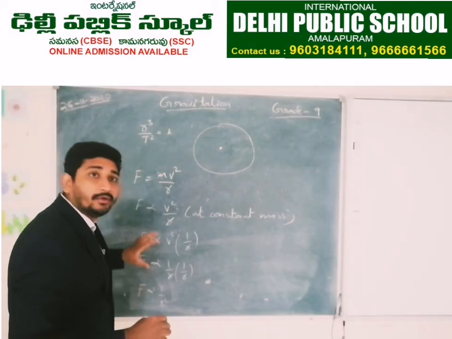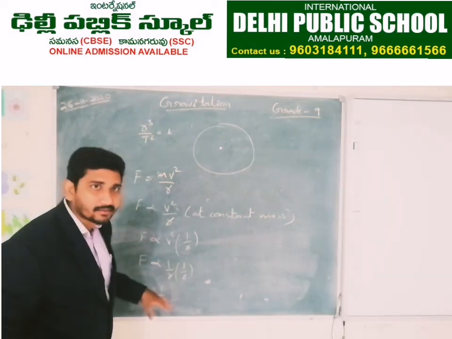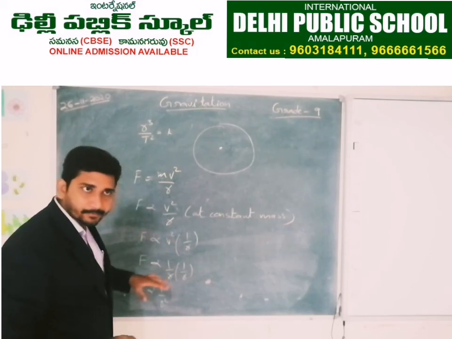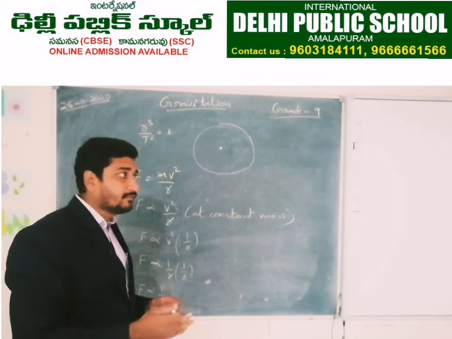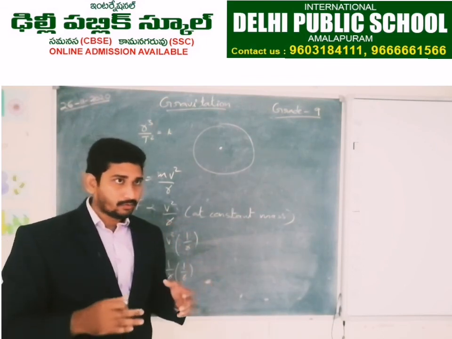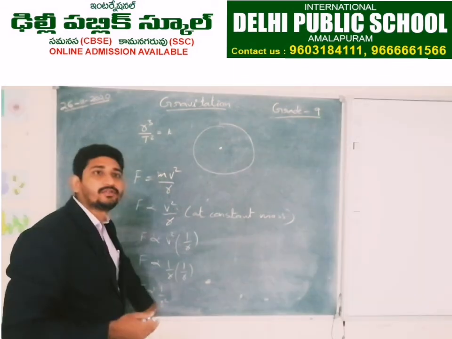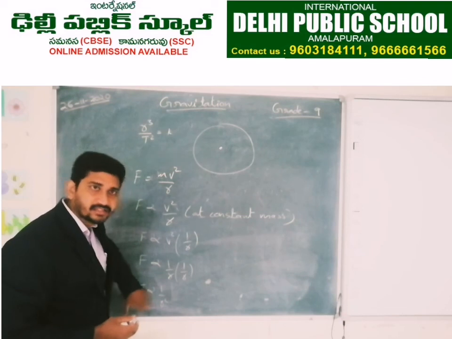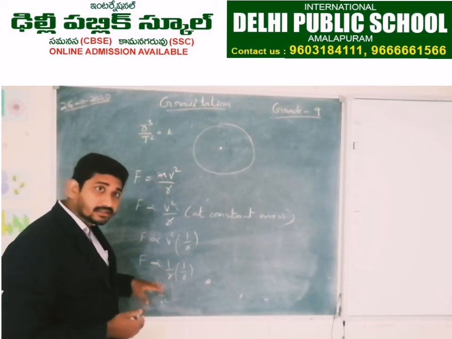This is how Newton got F ∝ 1/r², or F inversely proportional to the square of the distance between them. What is the universal law of gravitation? F is directly proportional to the masses, and F is inversely proportional to the square of the distance between the two bodies or objects or persons. This is how Newton got this equation.